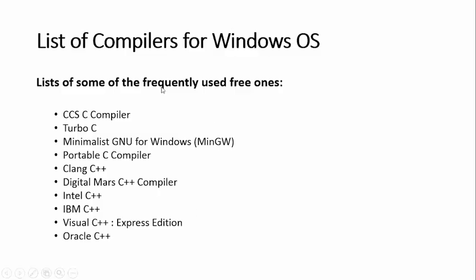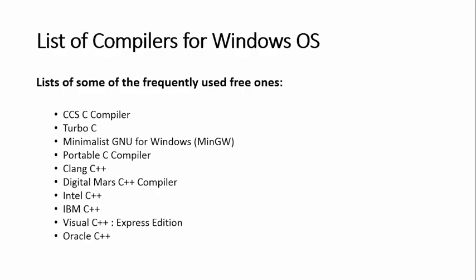Okay, here is a list of frequently used, totally free compilers: CCS C compiler, Turbo C, MinGW (Minimalist GNU for Windows), Portable C, Clang C++, Digital Mars, Intel C++, IBM C++, and Visual C++. Please note that this is the Express Edition. Most of Visual Studio, visual programming, is not fully free, but the Express Edition is free. And Oracle C++.